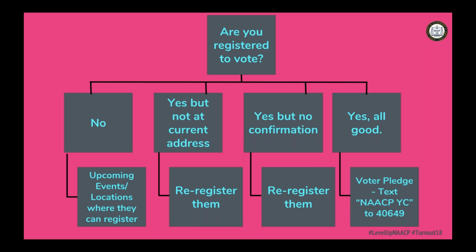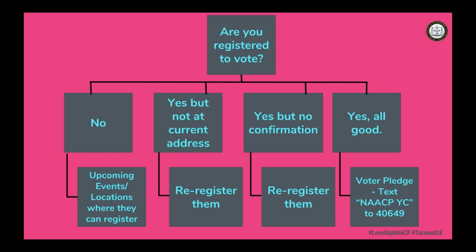So I'm going to pause Derek right there. And so again, we're going to go back to our script, right? You're asking somebody if they are registered to vote, and if they say no, since you're on the phone with them, you want to indicate what some upcoming events are or locations where they can go and register to vote, right? If they say yes, but don't have the current address, you want to urge them to re-register. Like, hey, you need to go and re-register because we want to make sure you're registered at the current address that you have. Again, if they say yes, but no confirmation, you want to re-register them to vote. And then if they say yes, they're all good.